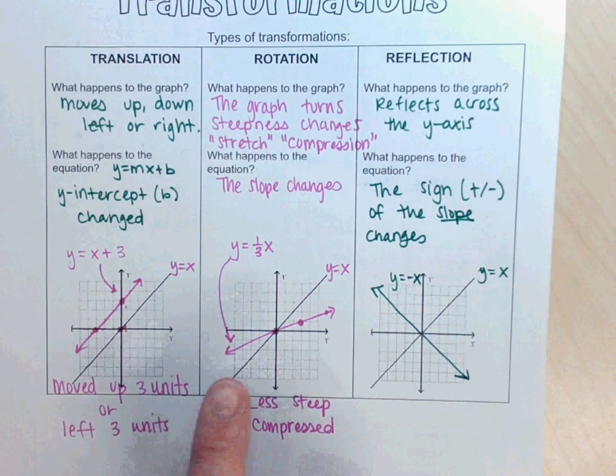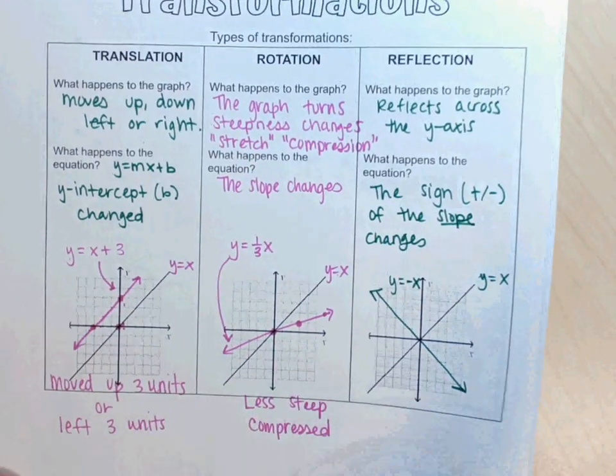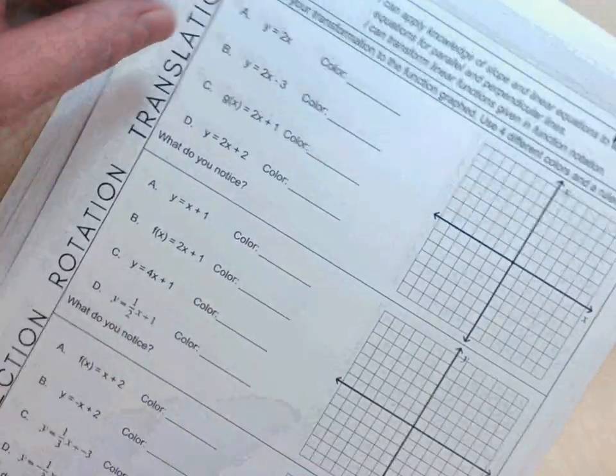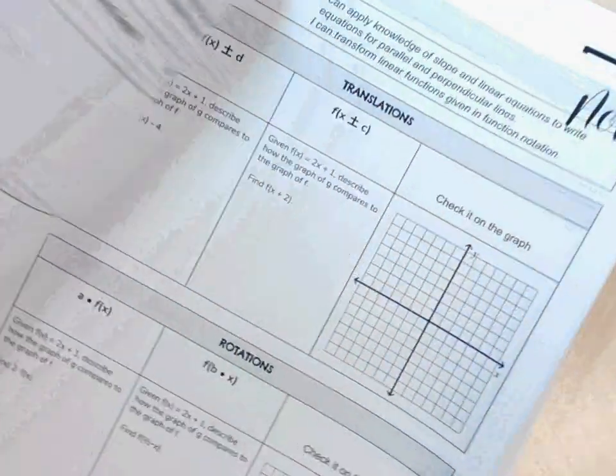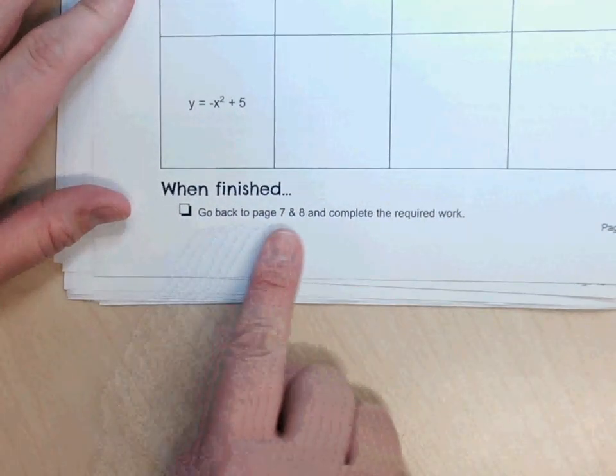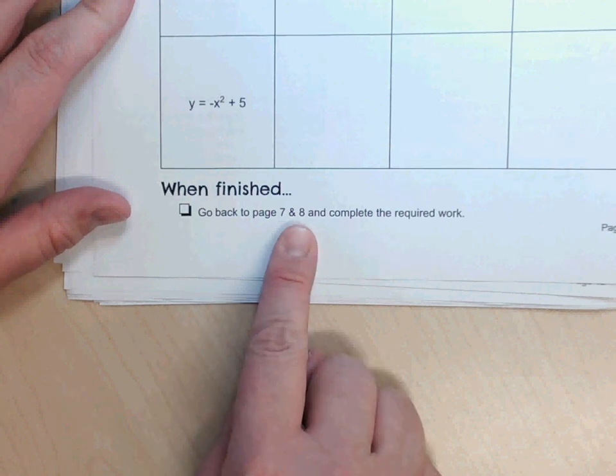Okay, so this is the end of the notes. Here is what you are going to do. You are either going to go back and finish page 7 and 8, or you're going to do level practice using your self-assessment as your guide.